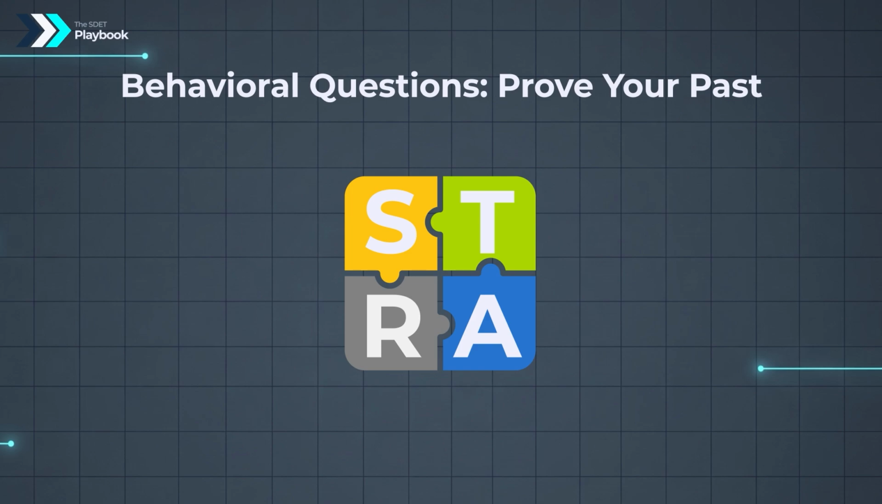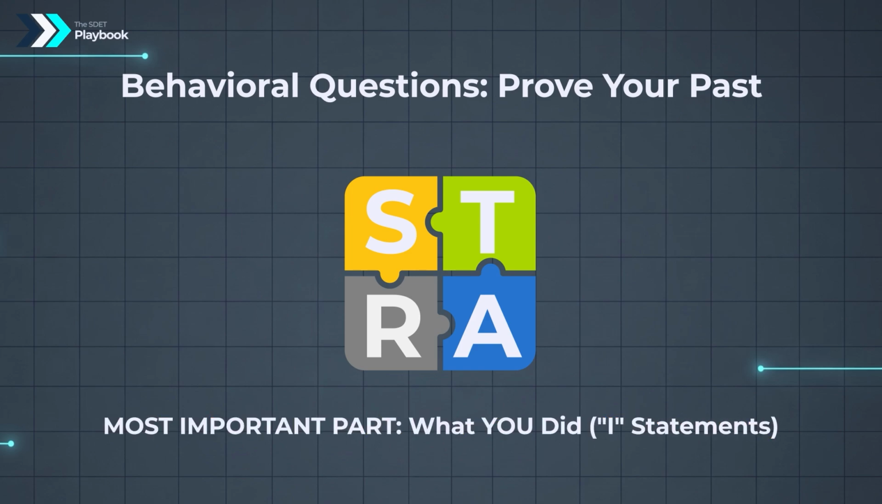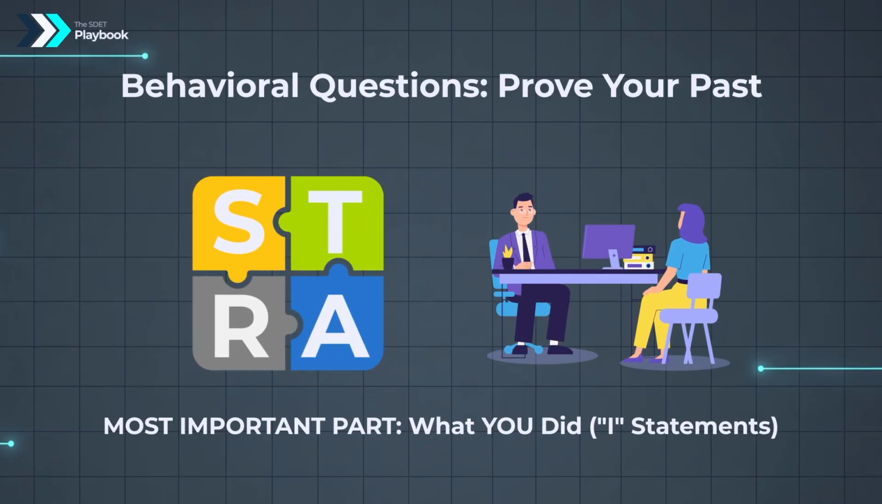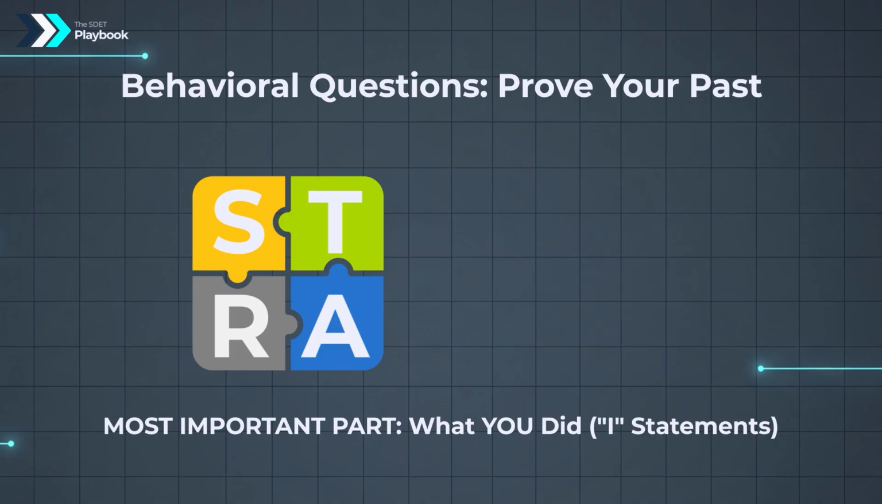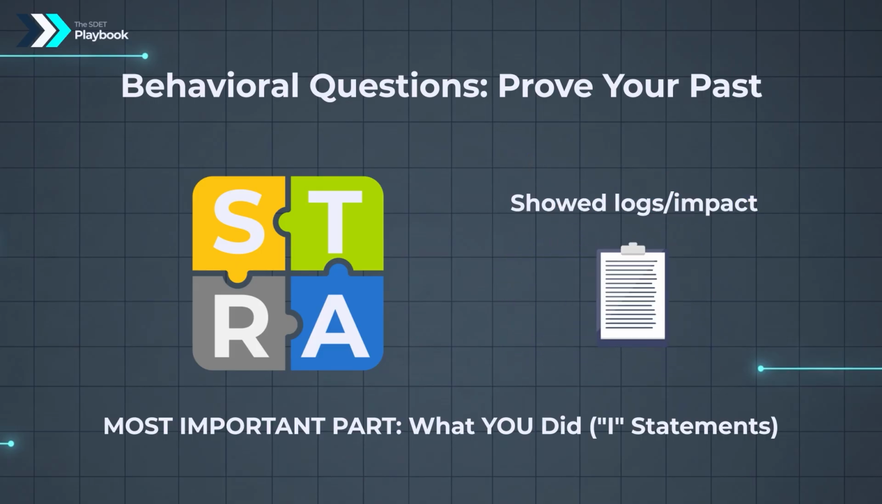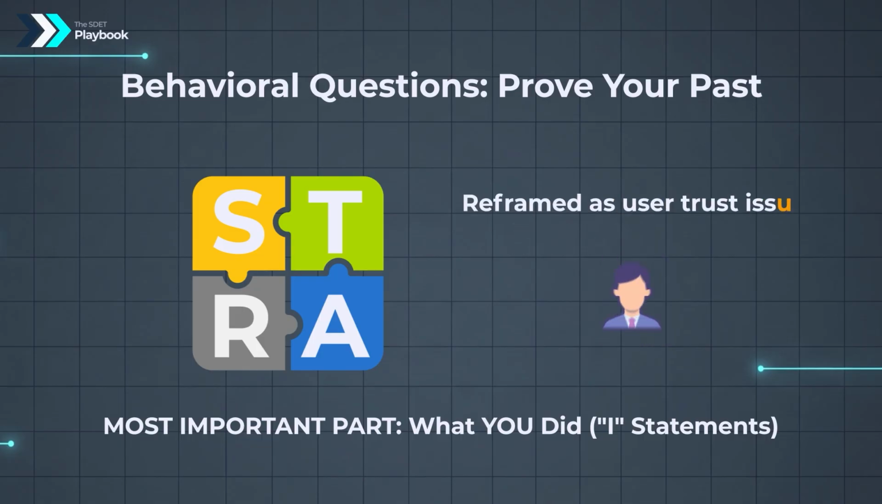A. Action. This is the most important part. What did you specifically do? Use I statements. First, I didn't argue in the bug tracker. I went and spoke to the developer directly to understand their perspective. They explained it was a rare case and a difficult fix. I acknowledged their point, but then I showed them the logs demonstrating the downstream impact on user data. I reframed it from a technical problem to a user trust problem.